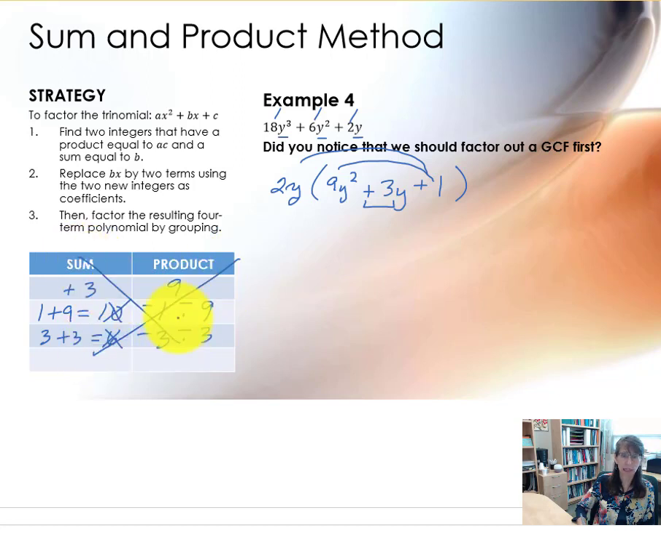So we tried it, it doesn't work. So we know that what we had originally with a common factor of 2y is the most factoring that could be done for this polynomial. So 2y times the quantity of 9y squared plus 3y plus 1 is completely factored.